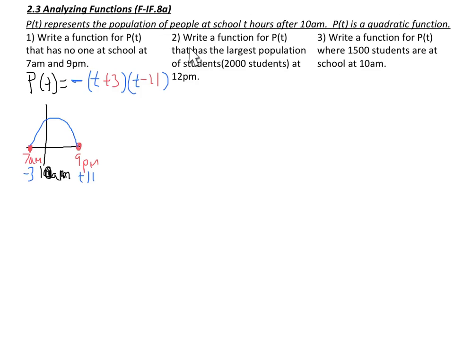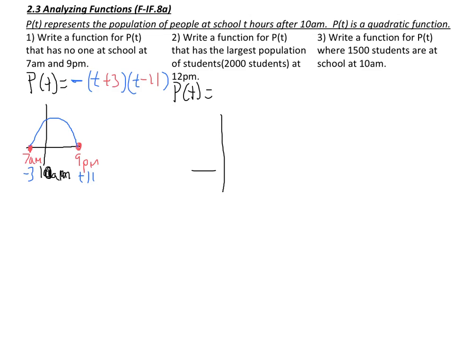Now this problem right here, write another function P of t where the largest population is 2,000 people at 12 p.m. Now if I'm thinking of a parabola, largest population at 12 p.m., largest, isn't that called a maximum? And isn't a maximum called a vertex? So that should in my mind go, oh, I need vertex form. So first of all, I'm going to be making an equation, P of t. And we said vertex form. Okay, we'll come back to that.